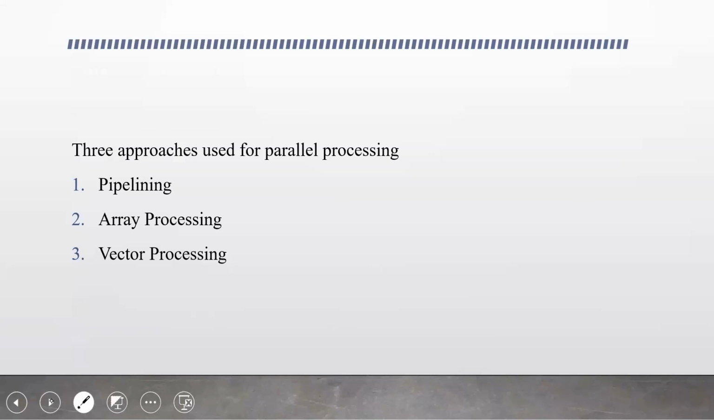Three approaches are generally used for parallel processing. First one is pipelining, and then array processing, and vector processing. So in this chapter, we are going to learn about these approaches in detail. The first one is pipelining.